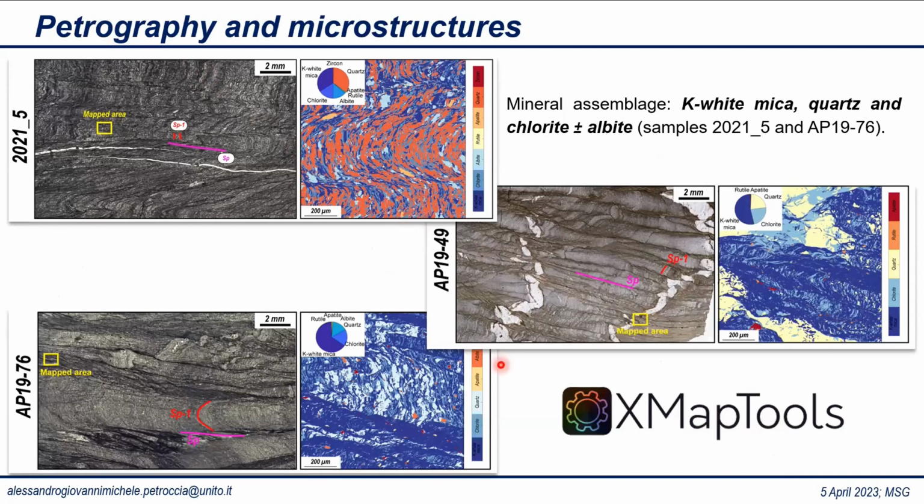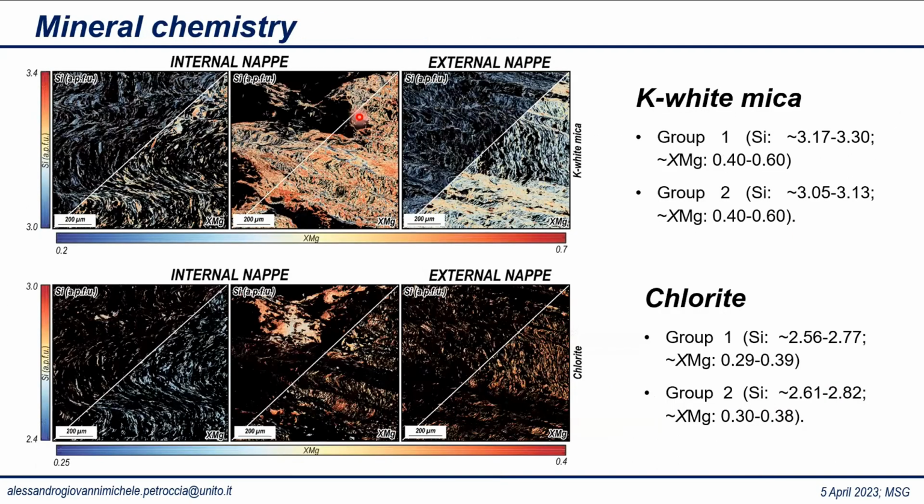And as is very clear, they show similar microstructure. They are made by accumulation cleavage. We have a relict exfoliation inside. We have a main foliation that defines the S2. And we select a homogeneous and small area where all the mineral assemblage is present, made by potassium white mica, quartz, chlorite, and albite, except for AP 1949. And we use map tools in order to calibrate the map. And here we have the modal distribution of different phases. So all the samples are very similar from the microstructural and mineral point of view.